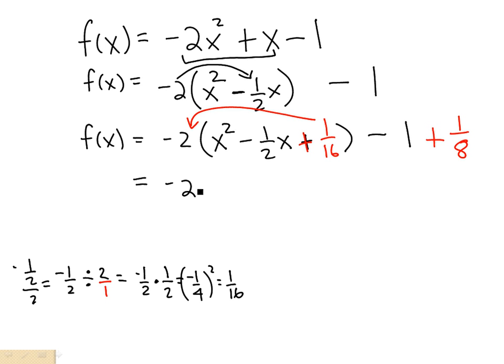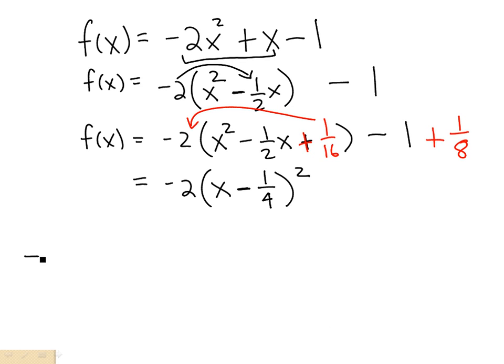Alright, so we have negative 2, something squared. We know it's going to be x. We should know now, since that middle sign is minus, it's going to be minus. But what's the square root of 1/16? Square root of 1 is 1. Square root of 16 is 4. So it's 1/4. Then a negative 1 plus 1/8.